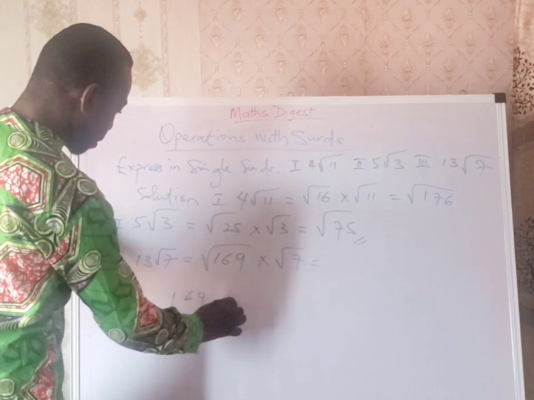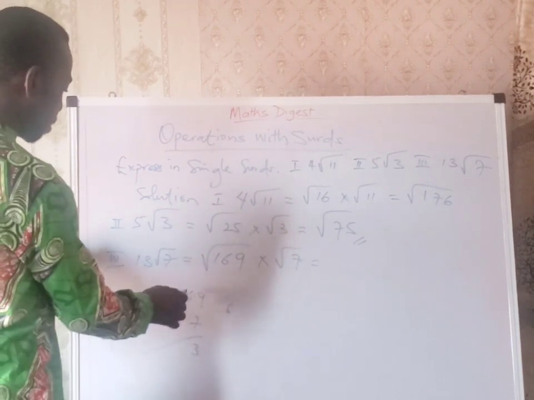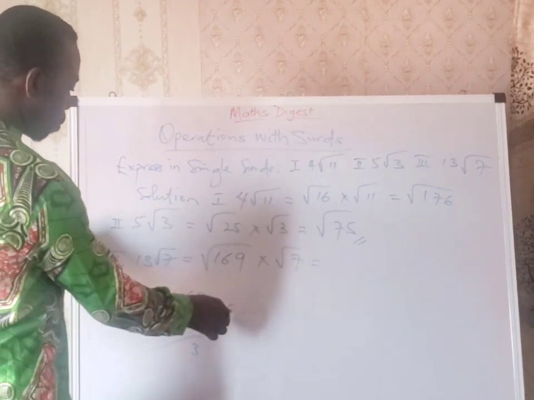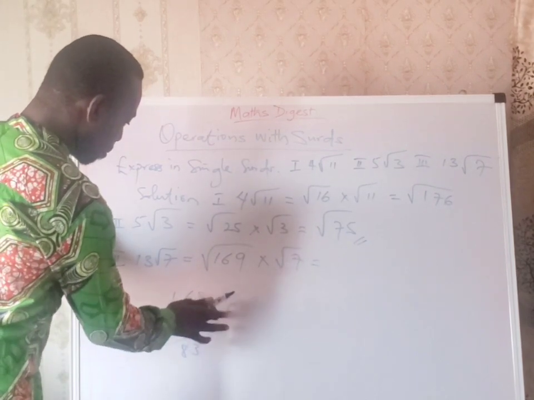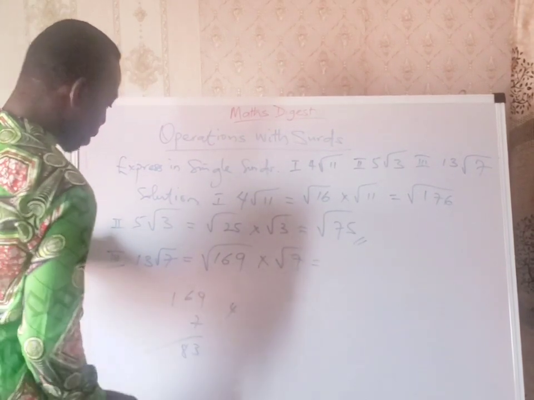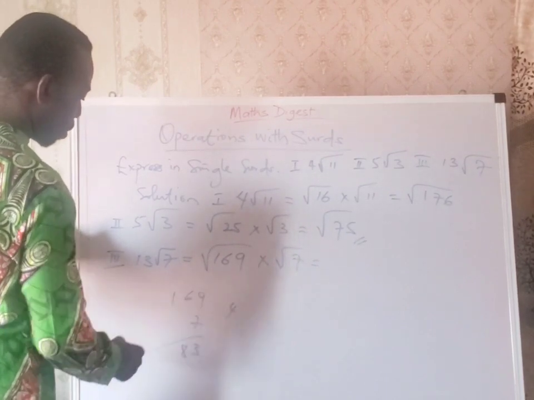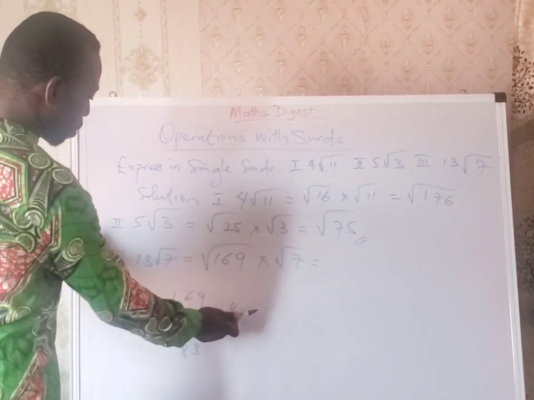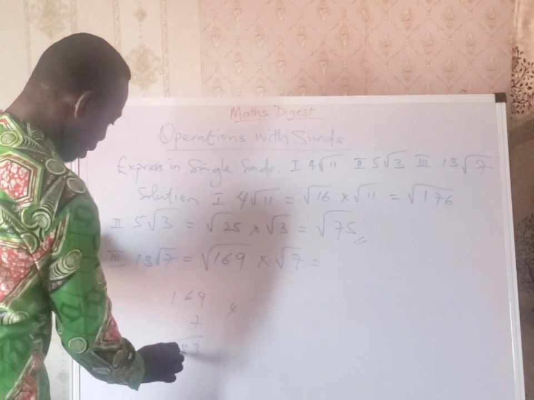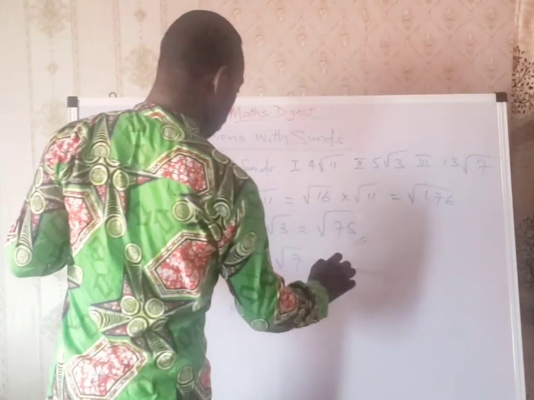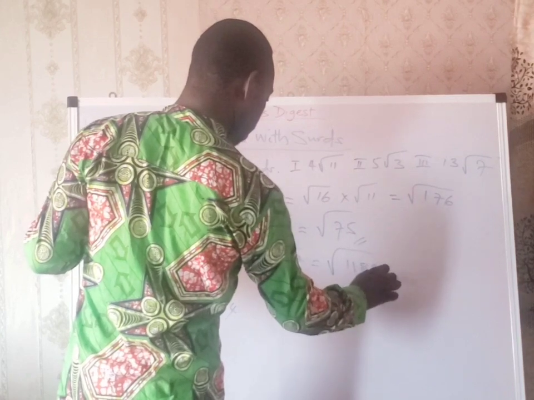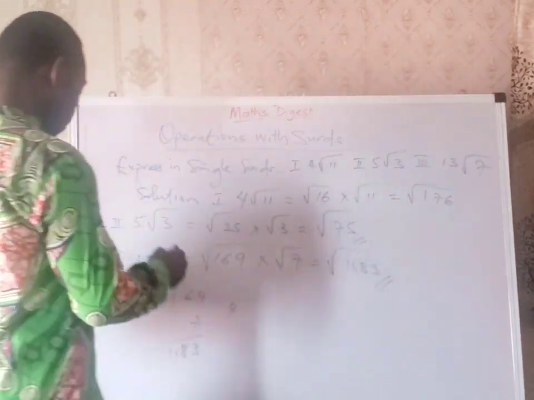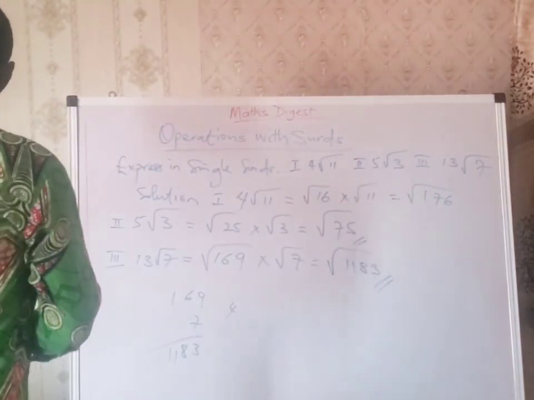So you write 3 carry 6, okay? Now this times this will give you 42. 42 plus 6 will give you 48. You have 8. Remember 4. Okay? 7 times 1 is 7. 7 plus 4 is 11. So we have root 1183. Okay? So this is the final answer.